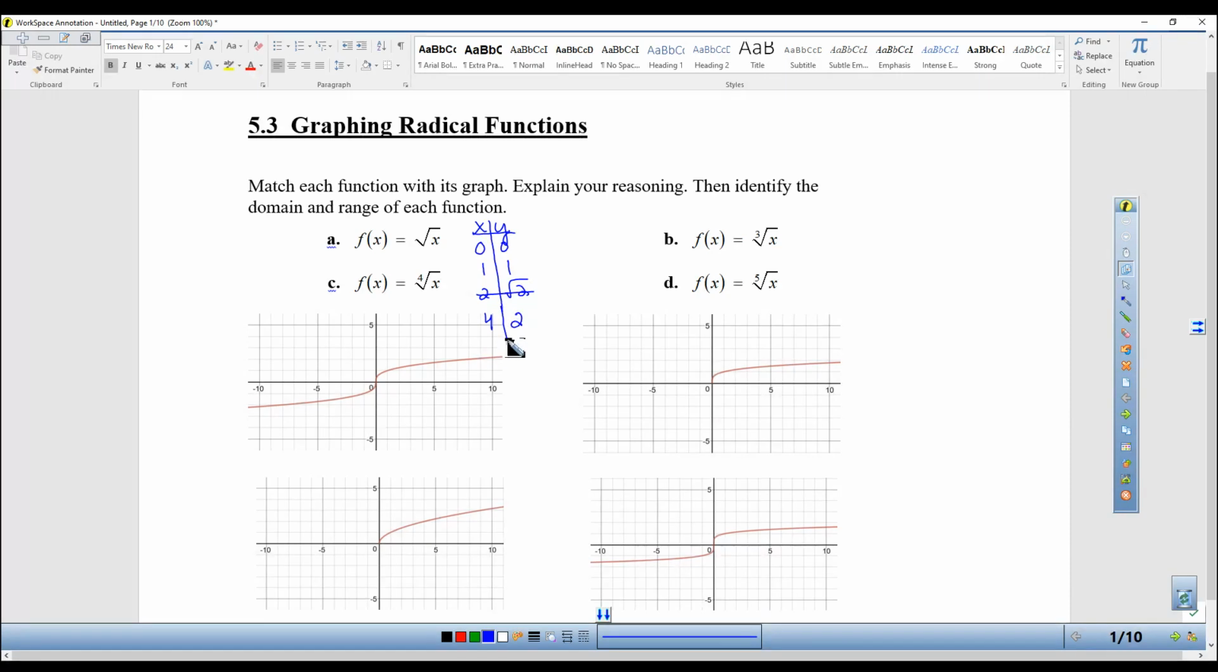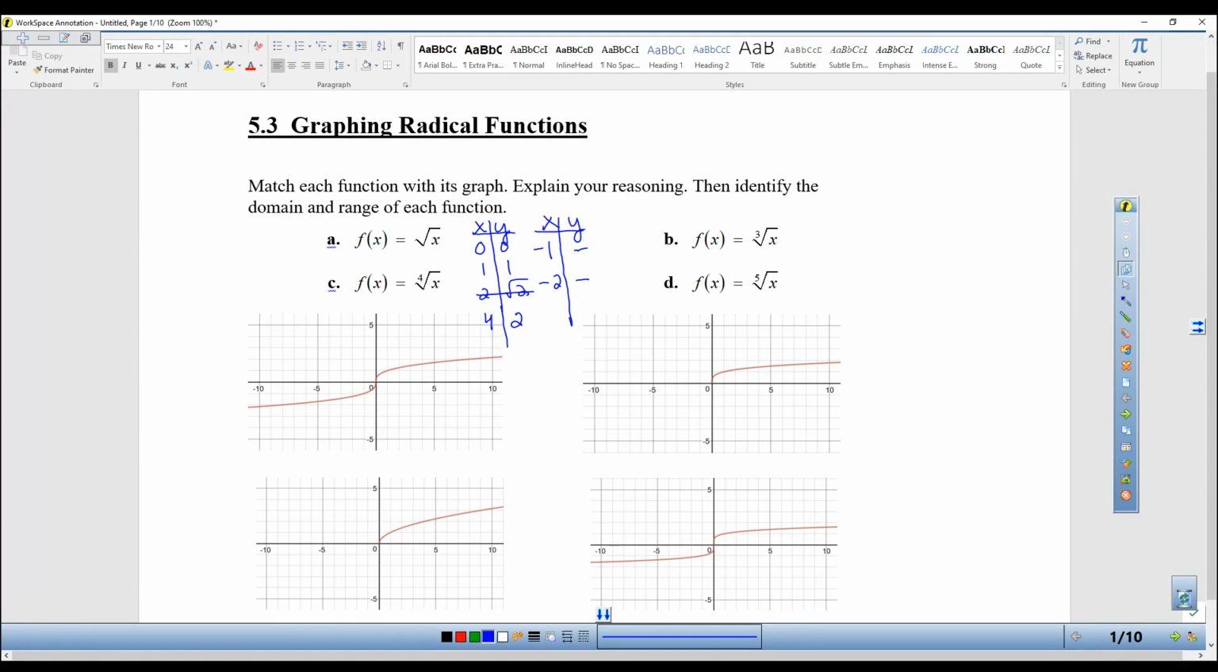And to really make a table valuable, you usually want to continue on to some negative numbers. So the square root of -1, oh, there is no square root of a negative number. Okay, -2, no negative number. So that's very defining for me. Now I know that I'm either looking at this graph or this graph, because I'm looking for a graph that doesn't have any negative x values.